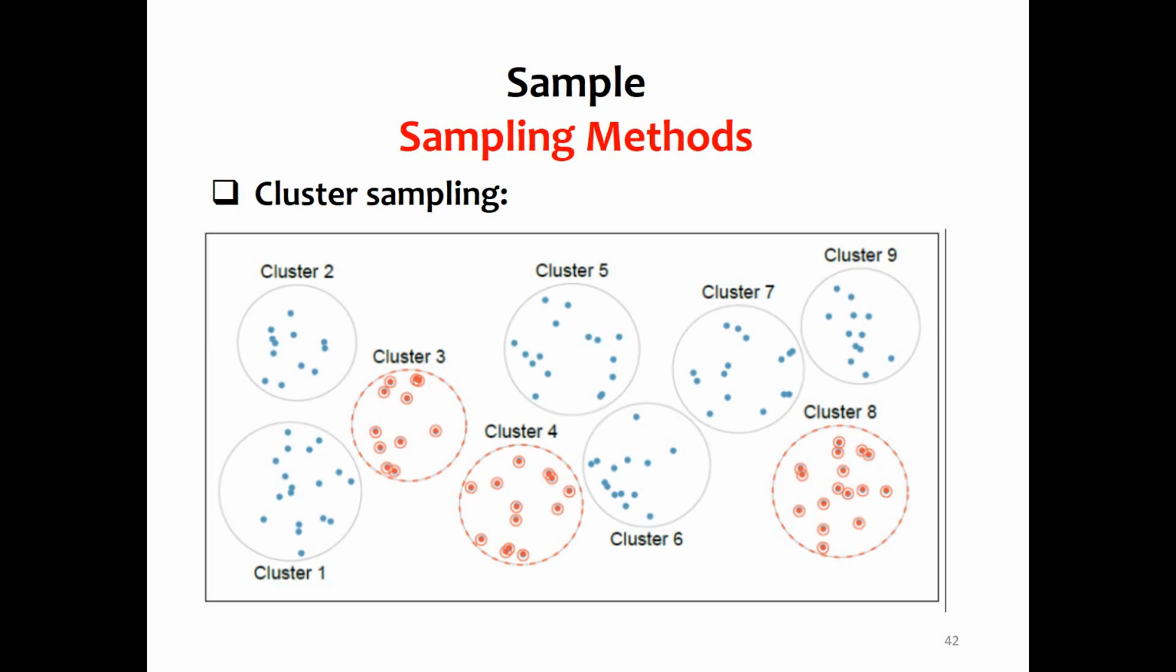According to this picture, there are 9 clusters representing the target population. First, you have to select a few clusters. For example, in this picture, clusters 3, 4, and 8 were selected to gather the data. Then you can gather the data from the selected clusters.